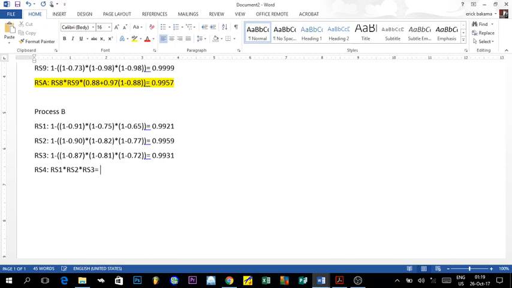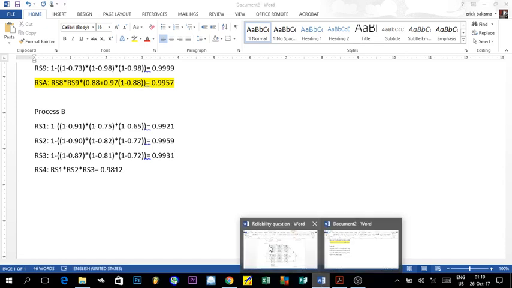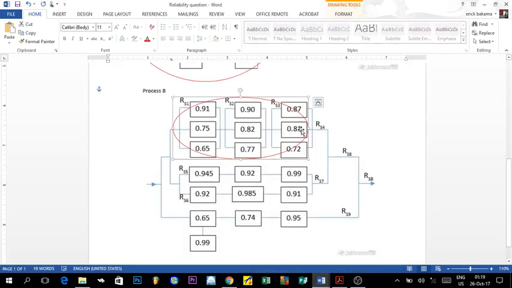Now in this case, the answer that you get is 0.9812. Now we just take these values here, you multiply them, and you get your value. This is how it works, because they are in series. Then in this case we're done with RS4. Then we need to come back and try to solve again.